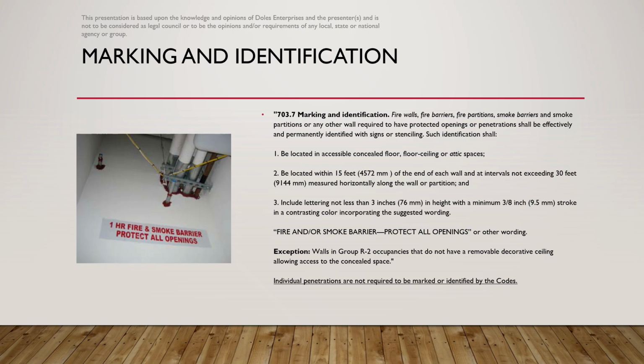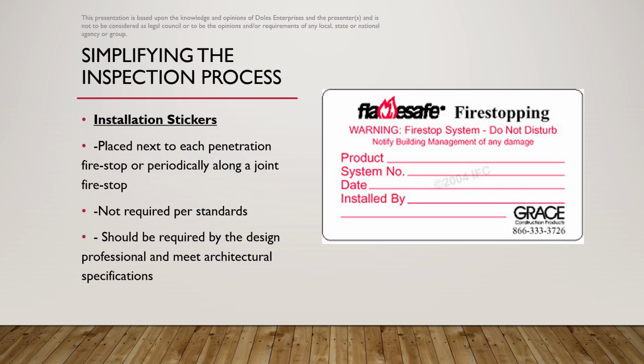Let's correctly identify it. I think we can all agree on this. One last point I want to make. Individual penetrations for Firestop are not required by the code to be identified. This is typically found in the project specifications. While the International Building Code has very specific language for identifying and marking fire walls, fire barriers, smoke barriers, etc., there is no such language in the IBC concerning identification of Firestop. Identification stickers, such as the one you see on this slide, are typically provided by the manufacturer and are often required in the project specifications.